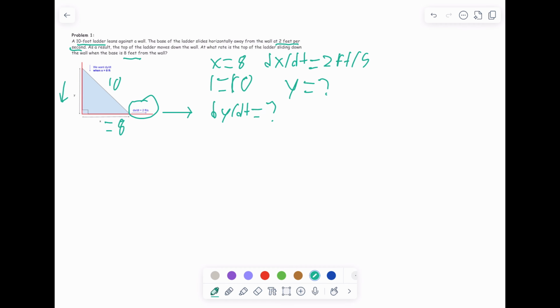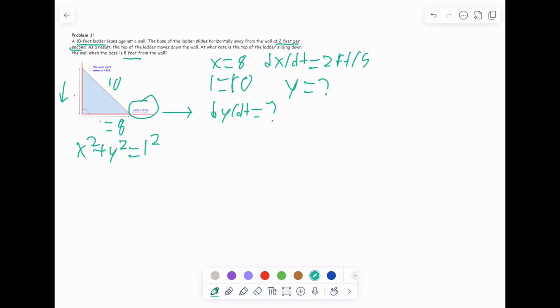So, in order to solve for the related rate of dy/dt, we need to define the relationship between x and y using the Pythagorean theorem. So, x squared plus y squared equals L squared.